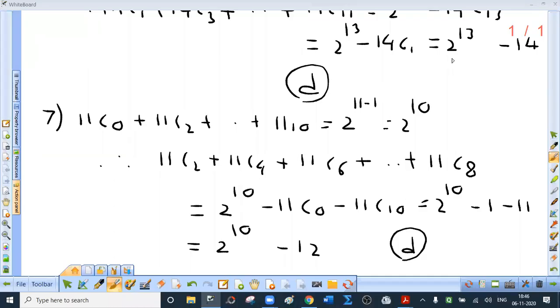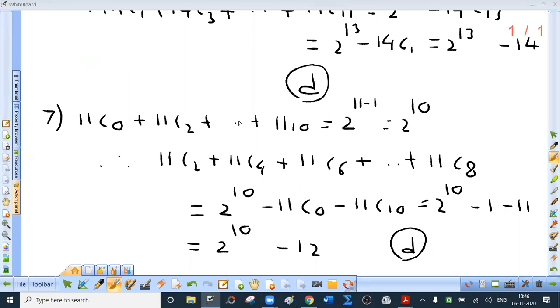Sum number 7 is similar. See, the order is 11 and even binomial coefficients are considered. So 11C0 plus 11C2 up to 11C10 is 2 raised to 11 minus 1, that is 2 raised to 10. So what is 11C2 plus 11C4 up to 11C8? It will be 2 raised to 10 minus 11C0 minus 11C10. But 11C0 is 1. And what is 11C10? It is 11C1, which is 11. So 2 raised to 10 minus 12 is the answer, which is given in option D.